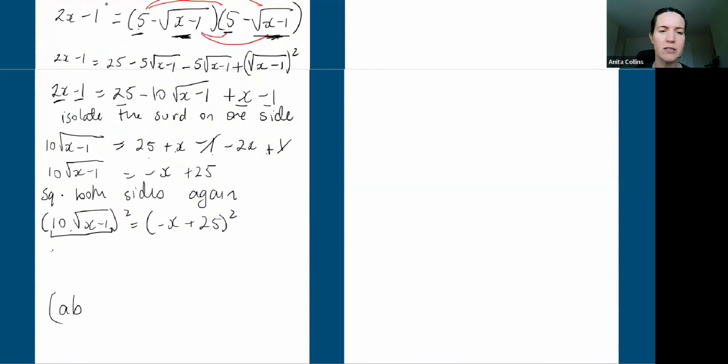So when we square this, if it's two things multiplied together, because you may know that ab squared is a squared b squared, and that's not the same as a plus b squared, which is the whole expanding out of the bracket thing. So what we've got here is two things multiplied together. We can square the first and we can square the second. So when we square the 10, it becomes 100. When we square the root x minus 1, the root goes away. On the right side, however, we've got two terms. So we are going to have to expand out this bracket fully.